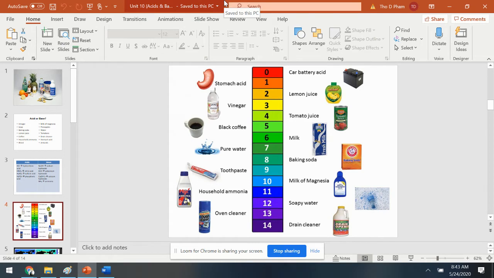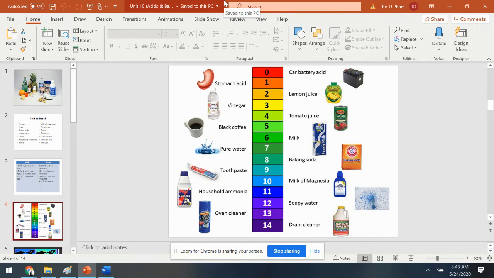Okay. Let me show you an example. Here are some common substances on a scale of 0 to 14, the pH scale. So, for example, lemon juice is typically around 2 for the pH. Toothpaste is around 9. Household ammonia, the pH is around 11 because it's basic. And pure water typically is going to be 7 for the pH.